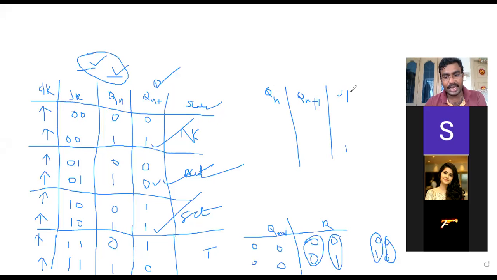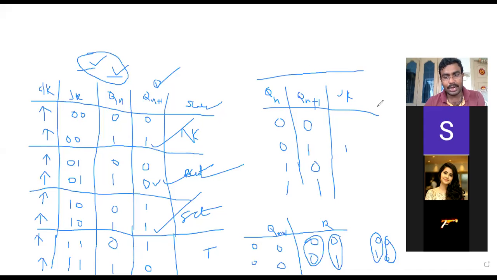So I'm taking J and K here, guys. Now take the combinations 0, 0, then 0, 1, then 1, 0, and 1, 1. I have taken all the combinations I can take for the design of an excitation table.